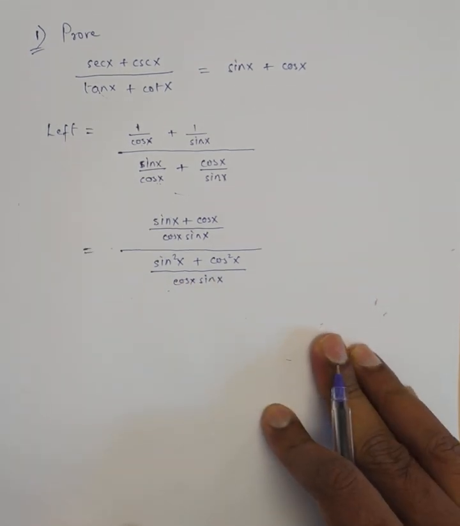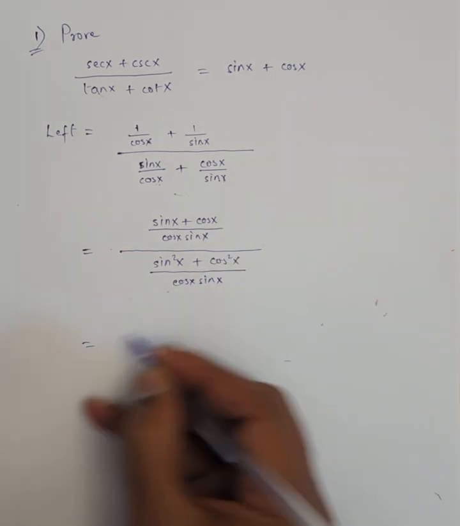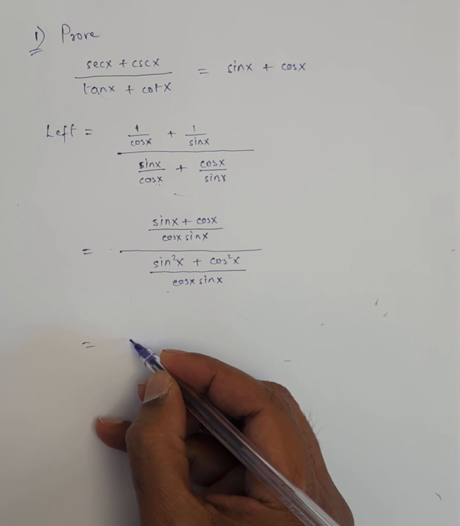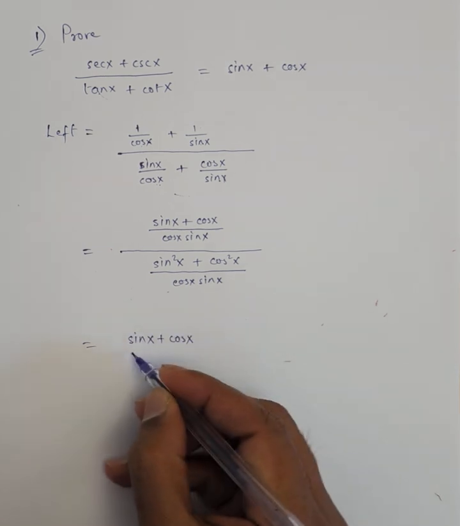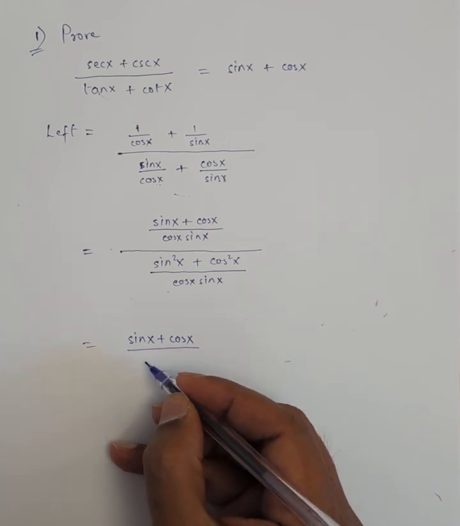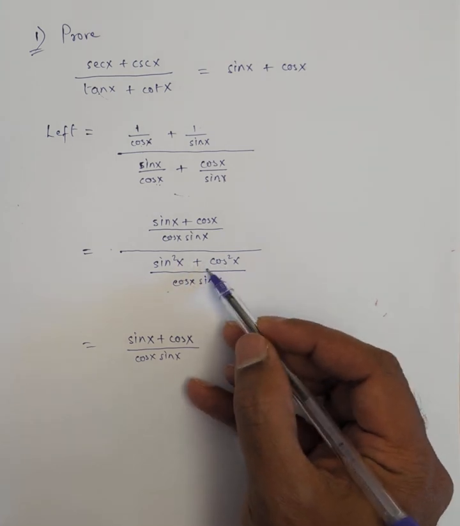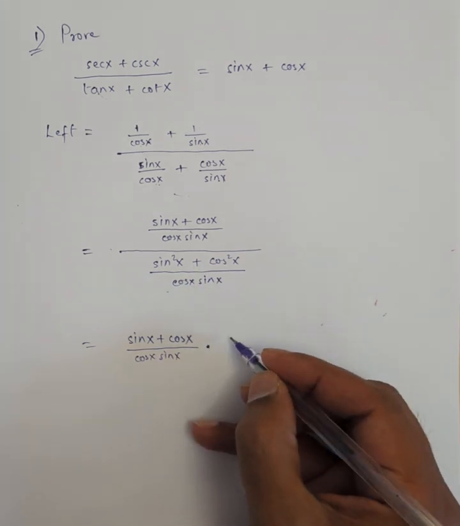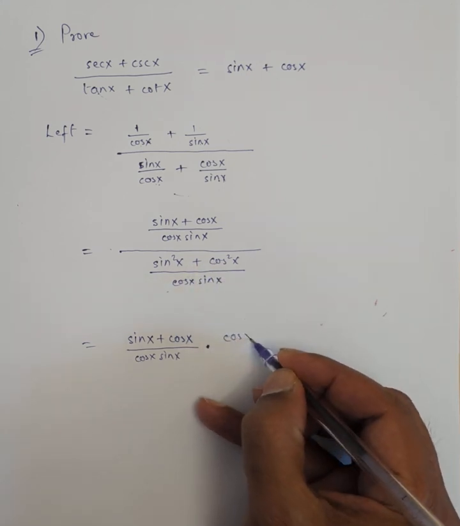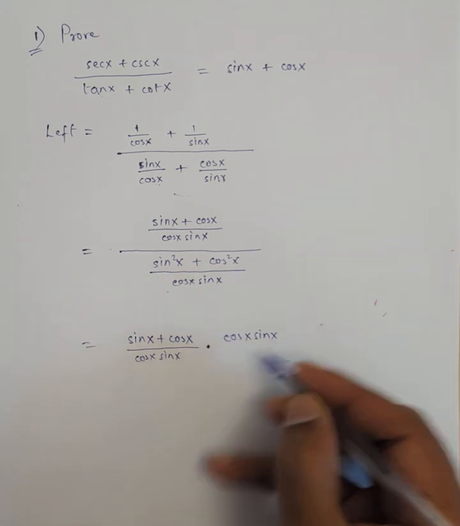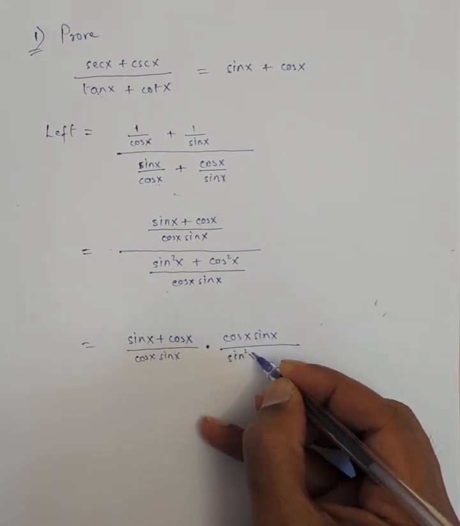So now I have to divide this fraction by this fraction. So that is same as keeping the numerator sin x plus cos x over cos x sin x, and then I have to flip this fraction and multiply. So this fraction flipped will be cos x sin x over sin square x plus cos square x.